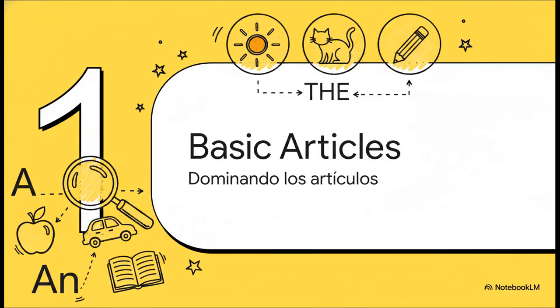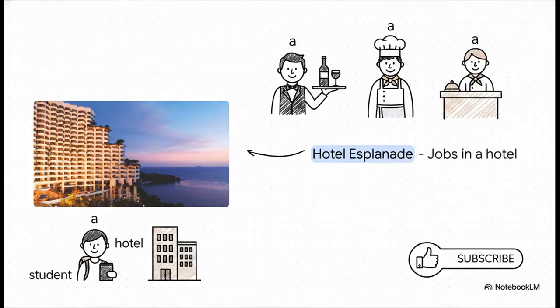Section 1. Mastering basic articles. So imagine you're hunting for a job at the Hotel Esplanade down in Spain. Maybe you're a waiter, right, or a chef, or perhaps a hotel receptionist. Notice that little word tucked right in front of each job title? That tiny word tells us we're talking about one single person or thing. Whether you're a student learning these concepts or just looking to stay at a hotel, these rules apply absolutely everywhere.